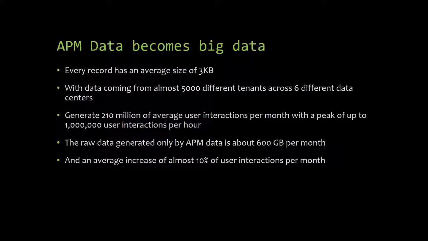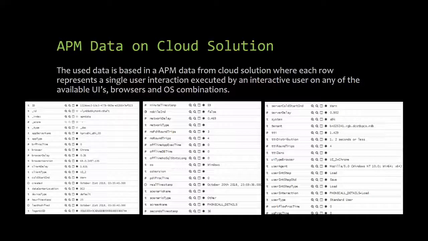The raw data generated represents around 600 gigabytes per month, and with an average increase of 10% every month, this is real big data. Here is an example of a typical record containing APM information for a single user interaction.